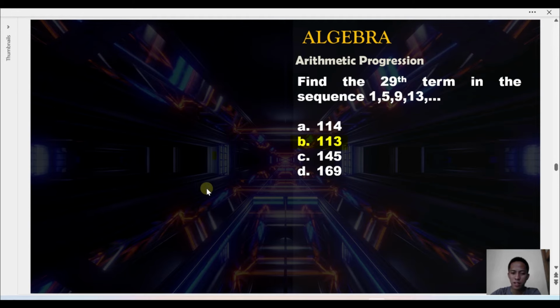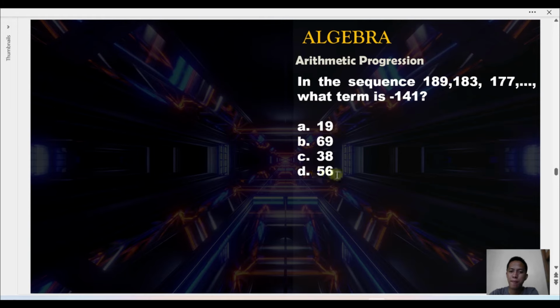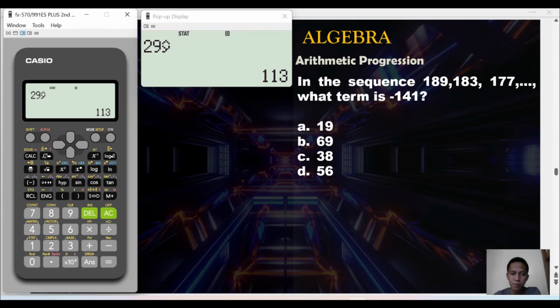So, proceed tayo guys sa ating next problem. So, in the sequence 189, 183, 177, what term is negative 141? Okay? So, notice here na decreasing siya. So, negative yung kanyang common difference. Okay? So, that is negative 6. So, 189 minus 6, that is 183. 183 minus 6, that is 177. And anong term daw? Pang ilang terms si negative 141?